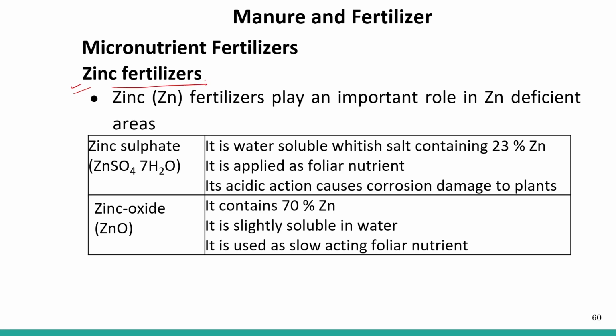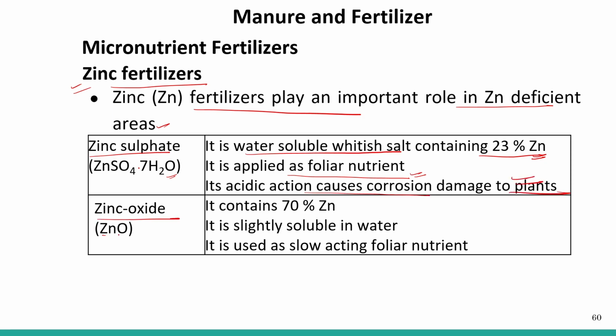Zinc is also one of the very important nutrients. Zinc fertilizer plays an important role in zinc deficient areas. So, zinc sulfate, that is ZnSO4·7H2O. It is a water soluble white salt containing 23% of zinc. It is applied as a foliar nutrient. Its acidic action causes corrosion damage to the plants.